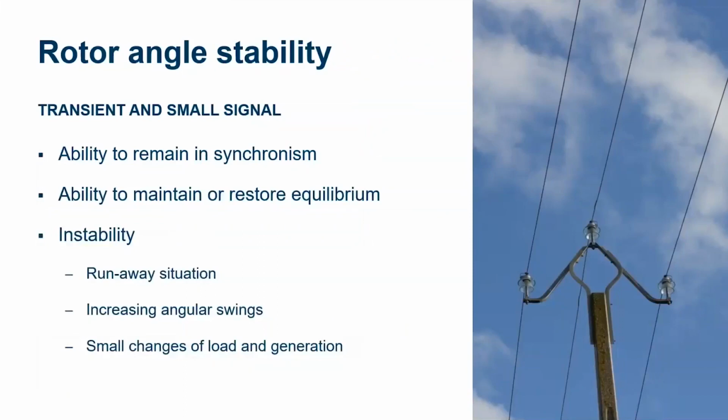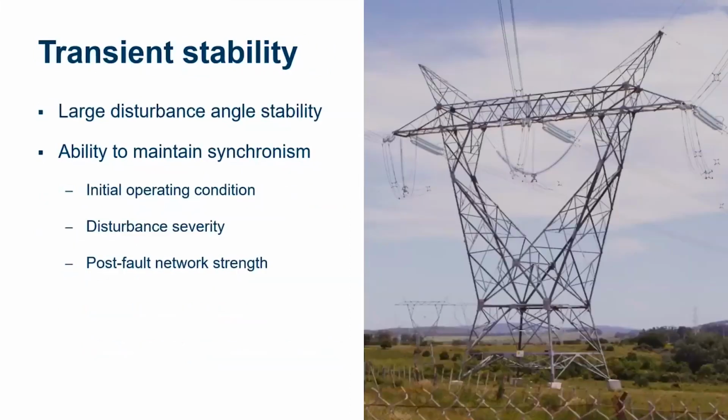Rotor angle stability is the ability of the synchronous machines within a given interconnected power system to remain in synchronism after being subjected to a disturbance. Rotor angle instability occurs due to the angular swing of some generators, leading to their loss of synchronism with other generators. During a system disturbance, instability may occur due to a runaway situation, increasing angular swings, or undamped oscillation, eventually leading to system outage and equipment damage if not mitigated.